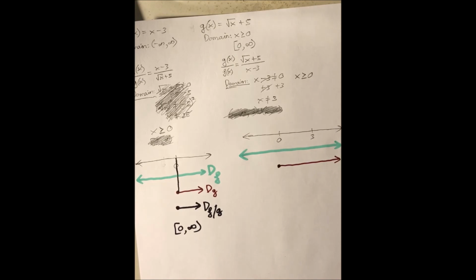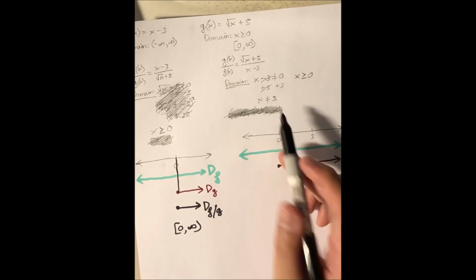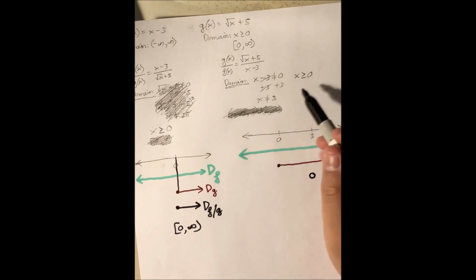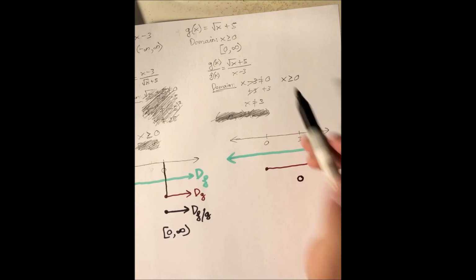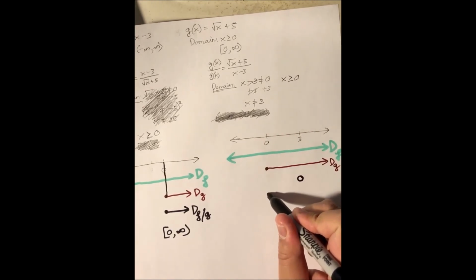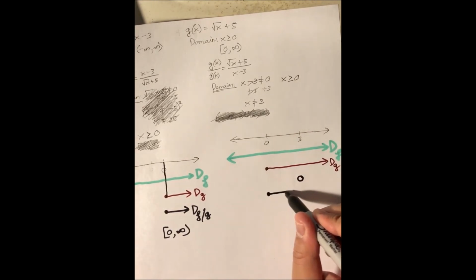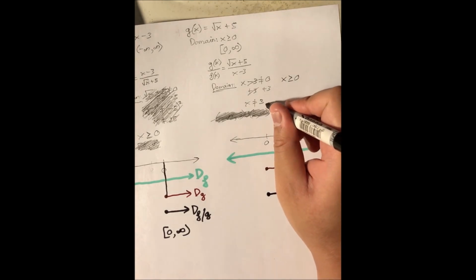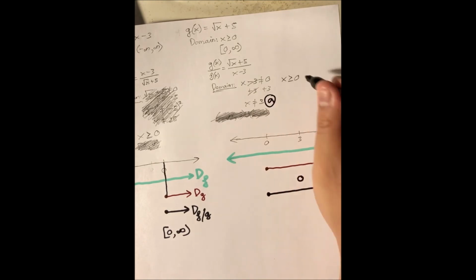But at the same time, we have the restriction that 1, x cannot be equal to 3. So let's have an open circle right here. And 2, x has to be at least 0 or above. So be right there. So I'm gonna name this lowercase a, and this restriction lowercase b. So this is lowercase a and this is lowercase b.